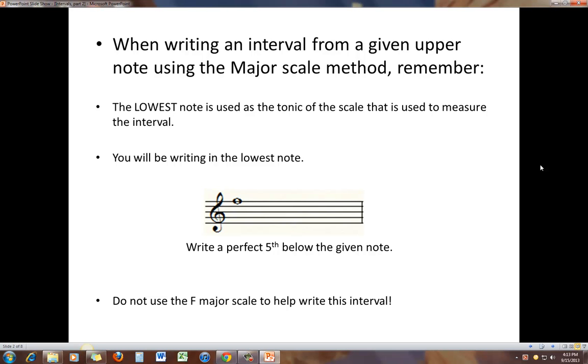When writing an interval from a given upper note using the major scale method, it is important to remember that the lowest note is what is used as the tonic of the scale that you're using to measure the interval, and that you are the one that is going to be writing the lower note. So in this example, you're being asked to write a perfect fifth below this given note, an F. Do not use the F major scale to help you write this interval.